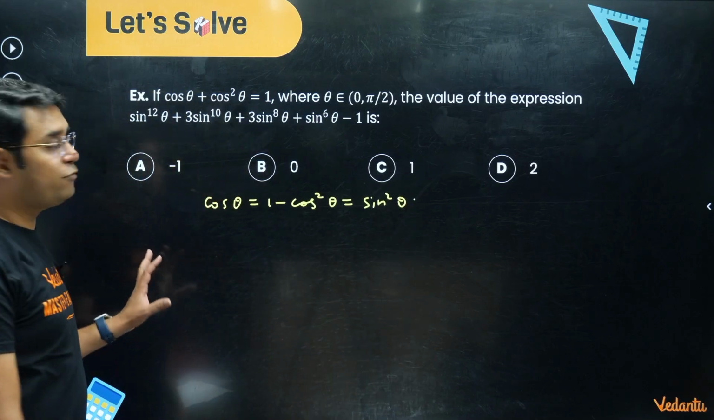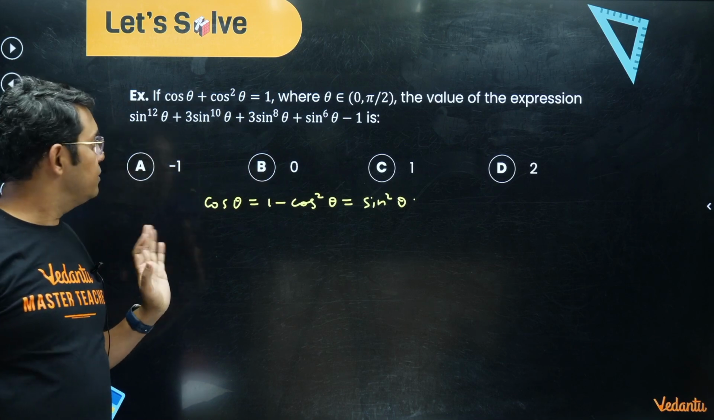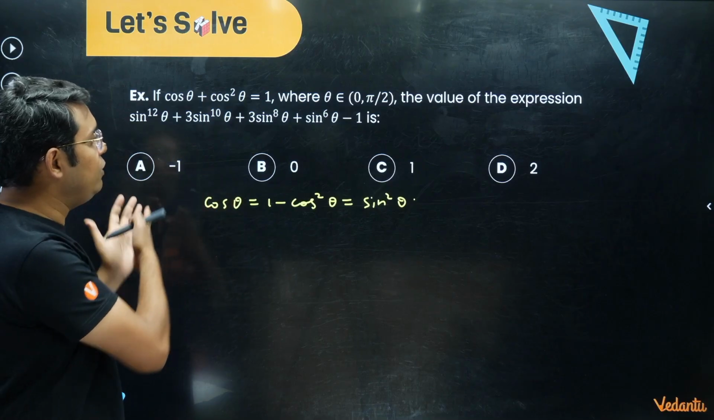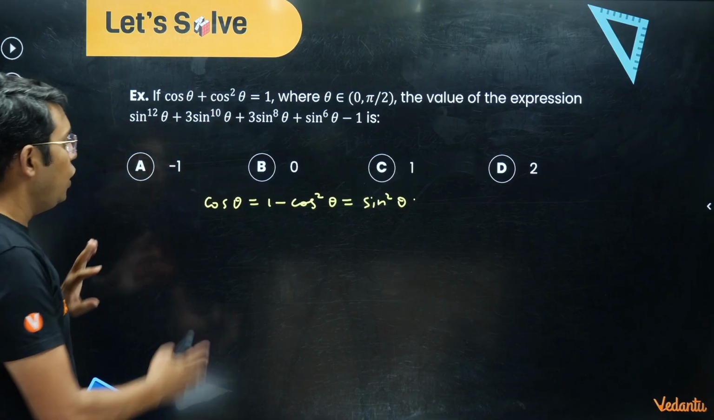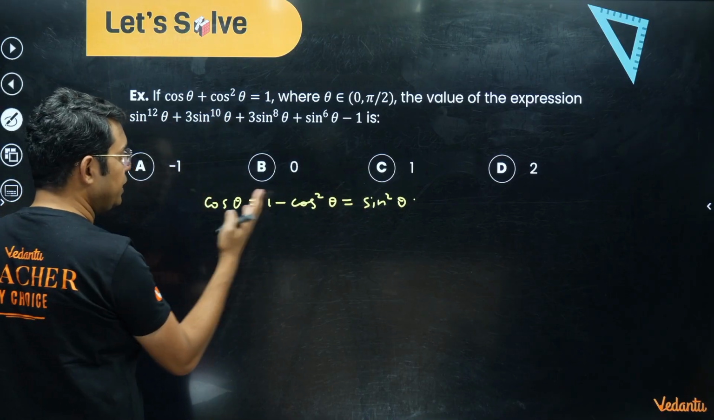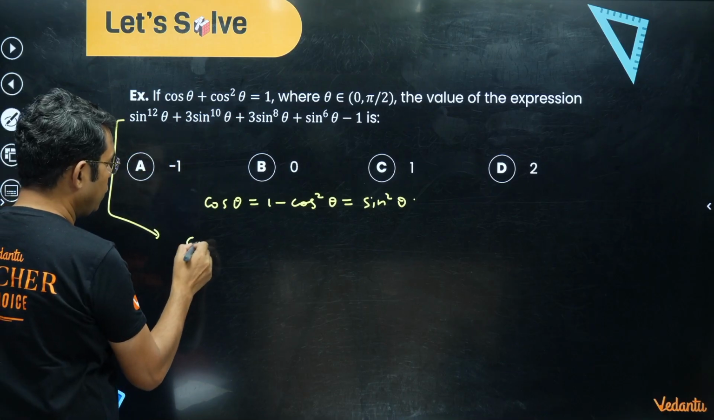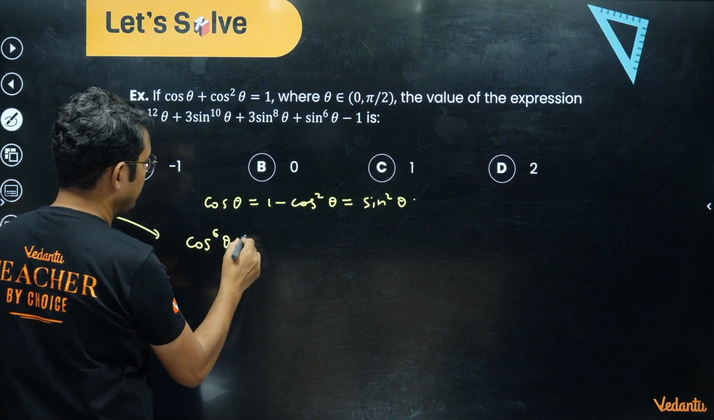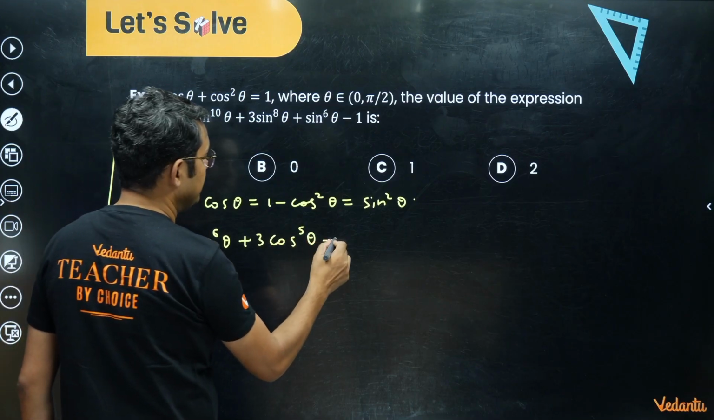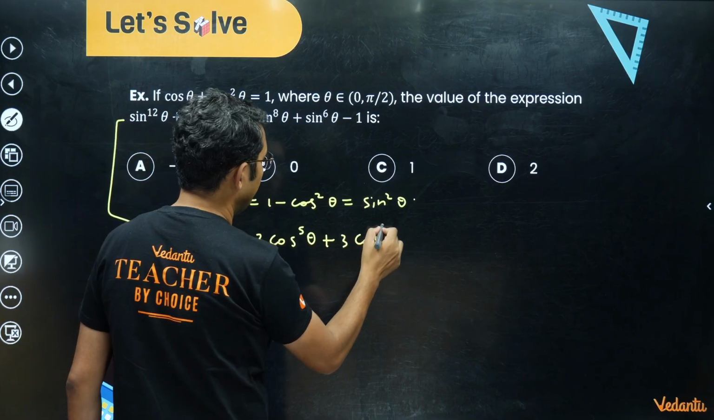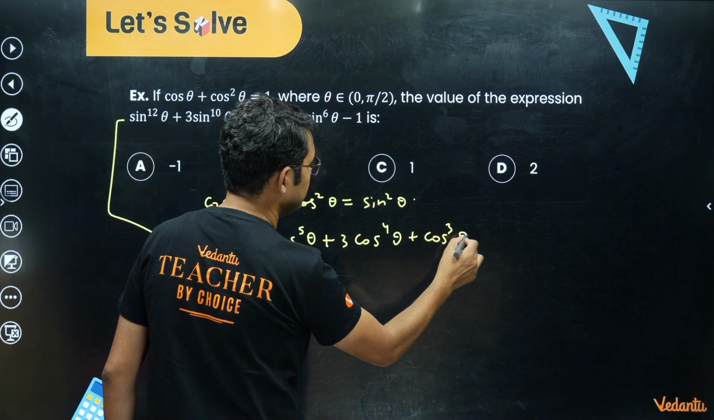In fact, someone may find the value of cos theta also, but the powers of sine don't allow you to use the values of cos theta or sine theta. Better would be to put cos theta is equal to sine square theta here, or conversely, sine square theta is equal to cos theta. So this expression would be, sine power 12 will become cos raised to the power 6 theta plus 3 cos raised to the power 5 theta plus 3 cos raised to the power 4 theta plus cos cube theta minus 1.